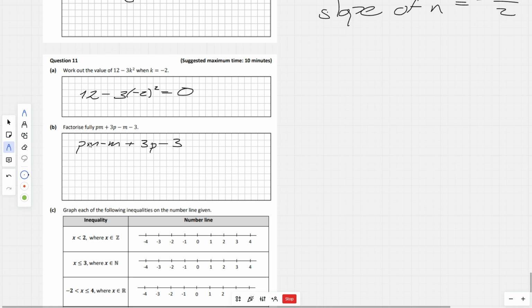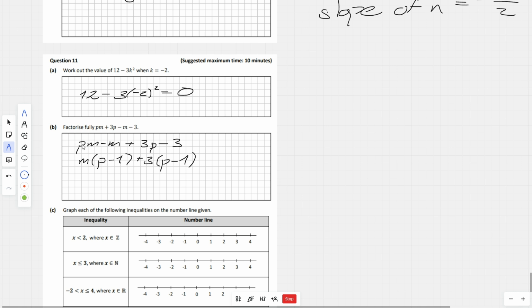Okay, then I'm going to do highest common factor here. So I can see pm minus m, they have the m in common, so I'm going to put the m in front. Then I'm going to do p minus 1. And then here I can see they have the 3 in common, so I'm going to do plus 3, then the p and the minus 1. So outside of the brackets, we do what's the same about them, so in this case m, then inside we put what's different.